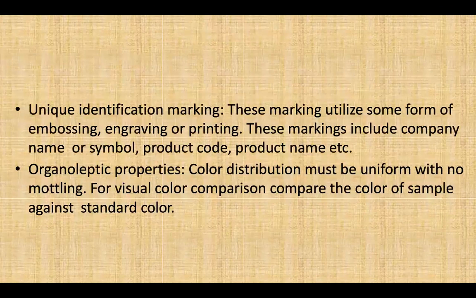Unique identification marking. Some manufacturers give their own identification marking over the tablet. You may have checked that on certain tablets a name is written, or some marker of the firm is given. These markings utilize some form of embossing, engraving, or printing. These markings include company name or symbol, product code, product name, etc. Organoleptic properties: color distribution must be uniform with no mottling. For visual color comparison, compare the color of the sample against the standard color.